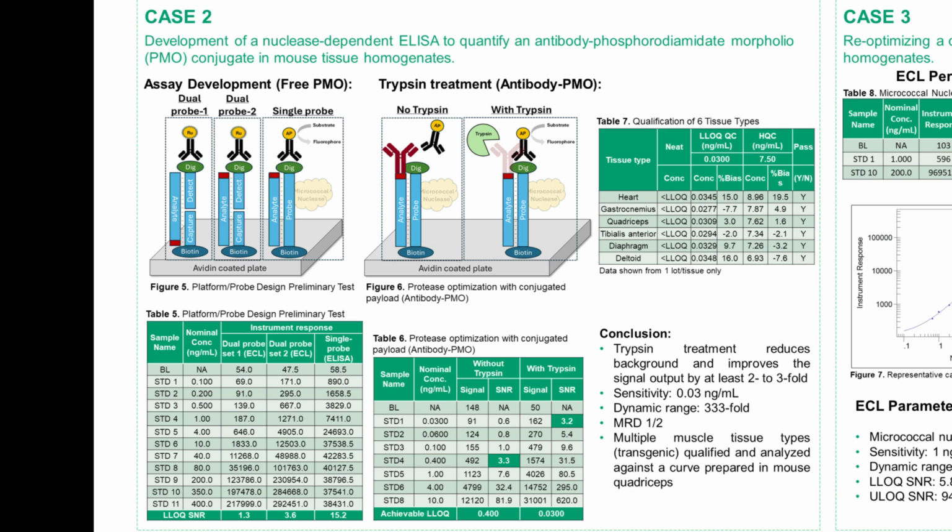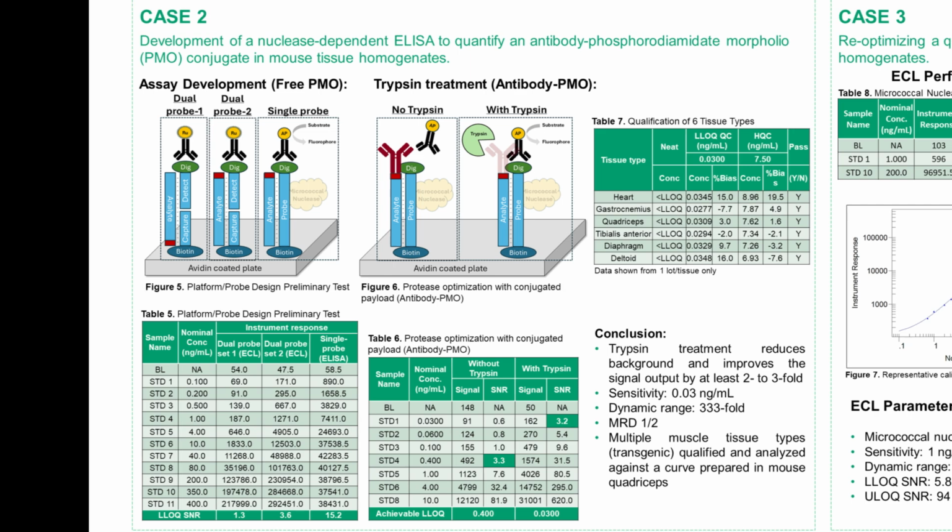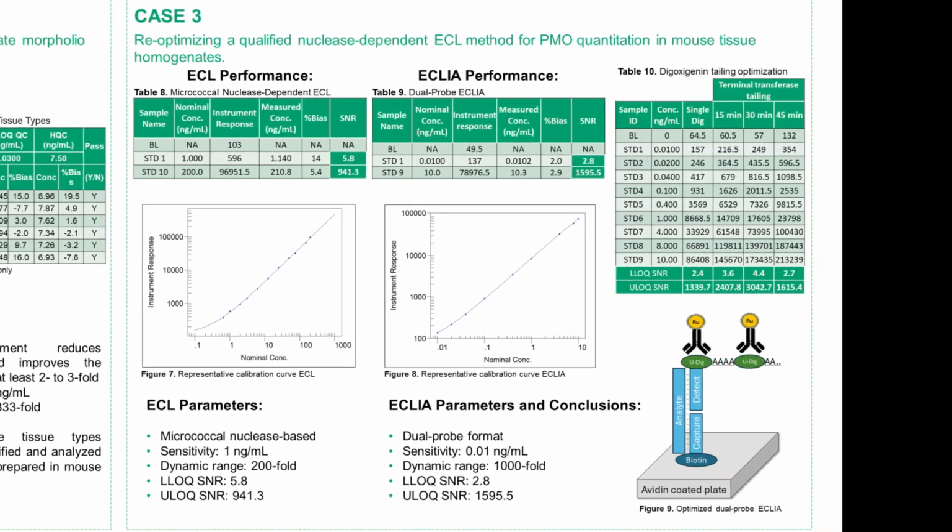The method proved reliable in quantifying the conjugated payload between several different tissue types, as highlighted in Table 7, and this further demonstrates its robustness. Finally, in the third method, Case 3, a qualified micrococcal nuclease-dependent ECL assay required re-optimization for higher sensitivity for quantitation in mouse tissues and prospective clinical studies in biopsied human tissues.